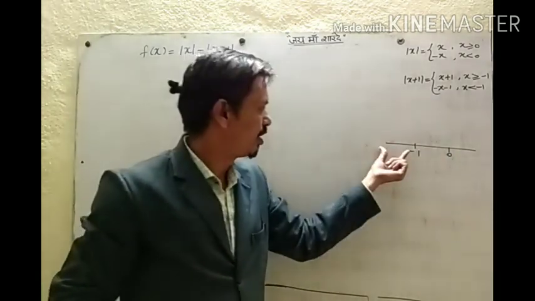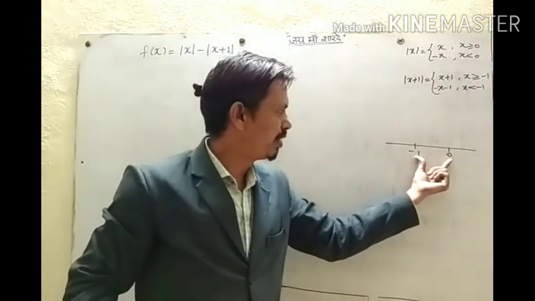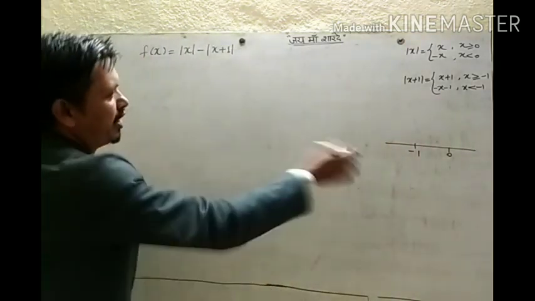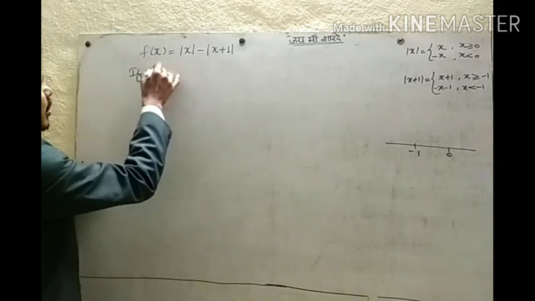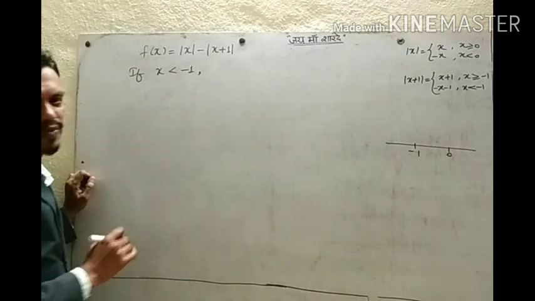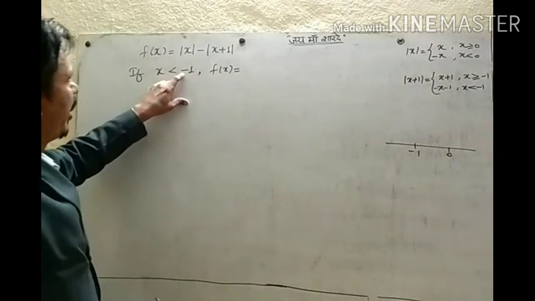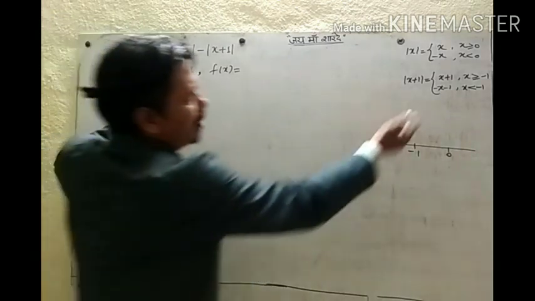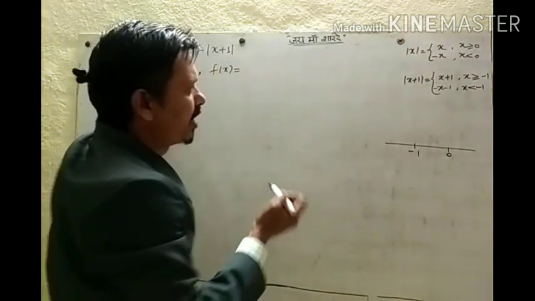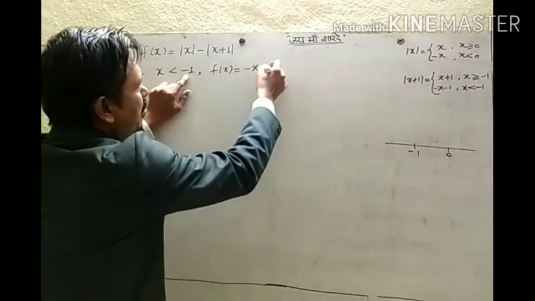3 intervals you can take. One is less than minus 1, one is between these two, one is more than 0. Okay? So we divide this into 3 intervals. If x is less than minus 1, then what will happen? Then f of x will be, x is less than minus 1, which means x is less than 0, negative. So mod x will be minus x.